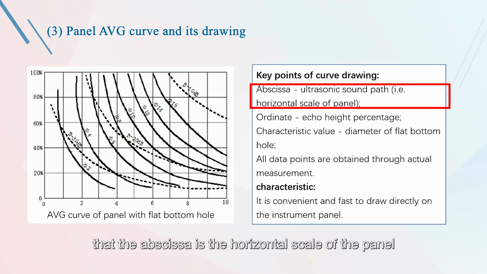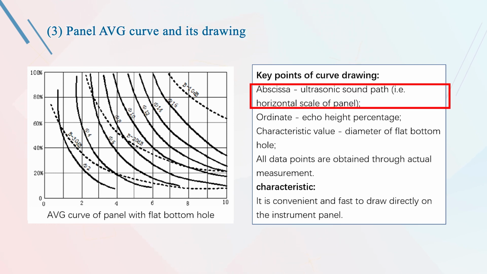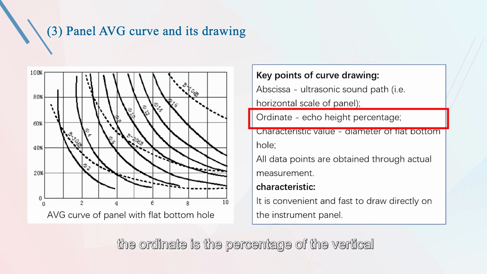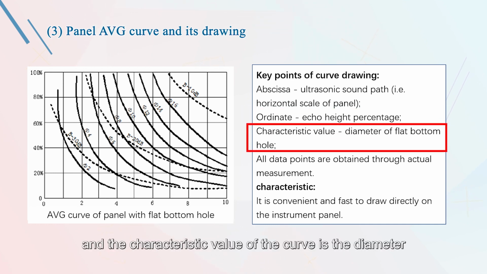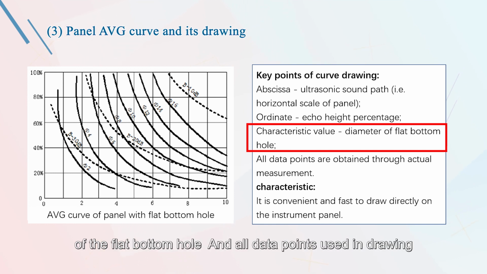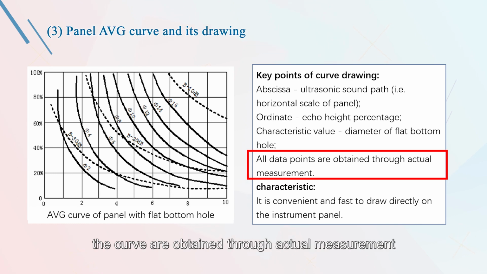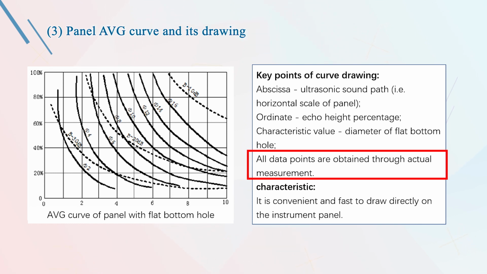the abscissa is the horizontal scale of the panel, representing the ultrasonic sound path. The ordinate is the percentage of the vertical amplitude of the panel, and the characteristic value of the curve is the diameter of the flat bottom hole. And all data points used in drawing the curve are obtained through actual measurements.